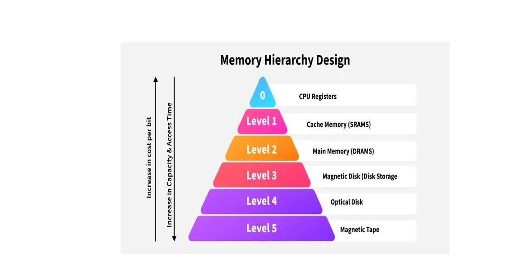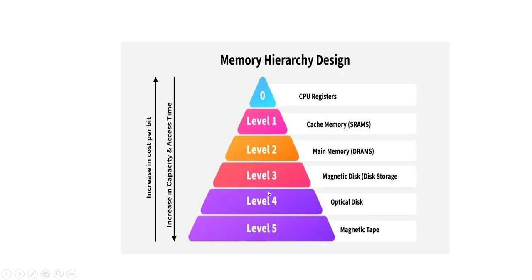So this is our memory hierarchy design. There are five or six different levels in the memory hierarchy design. The bottom is occupied by the secondary storage: magnetic tape, optical disk, magnetic disk, then main memory, cache memory, and CPU register. When we move from the bottom upwards, the cost per bit increases. When we move from top to bottom, the capacity and the access time increase.